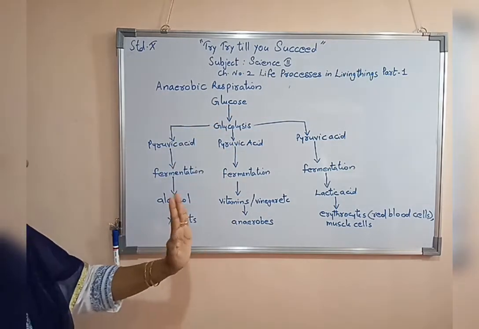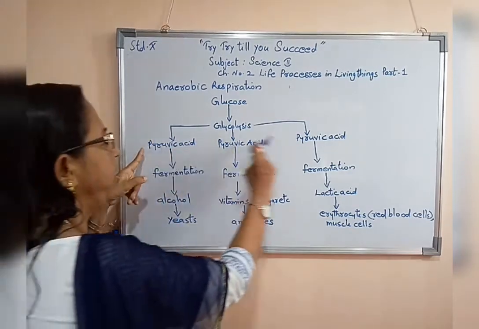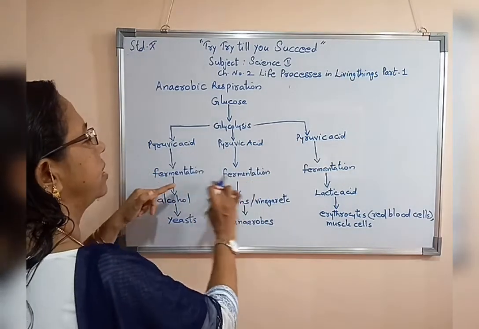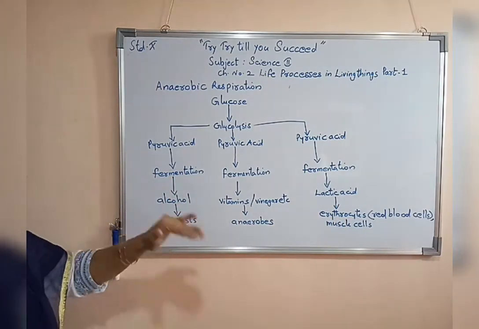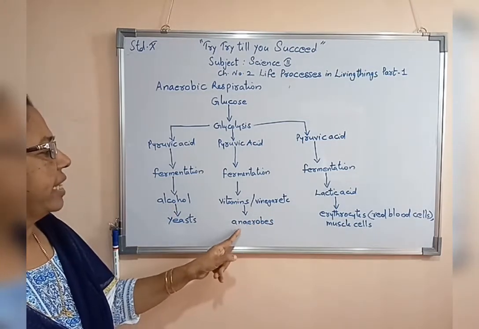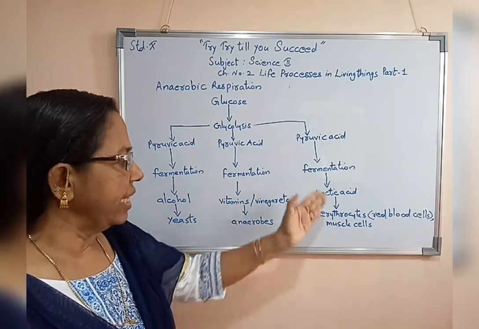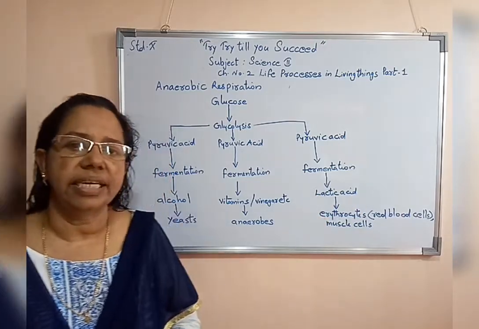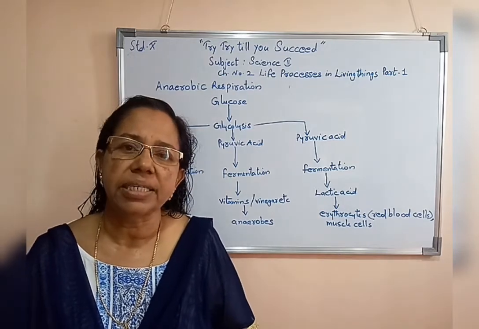So once again, a quick revision. Glucose is transformed to pyruvic acid everywhere by the process of glycolysis. Afterwards, this pyruvic acid is transformed by fermentation in all these types of organisms. After that, in yeast, production of alcohol takes place. In case of microorganisms, production of vitamins, vinegar, etc. takes place. In case of higher group of animals like human beings, production of lactic acid takes place inside the muscles, even inside the red blood cells.